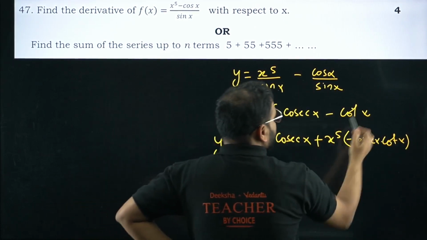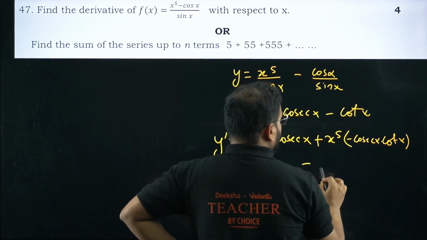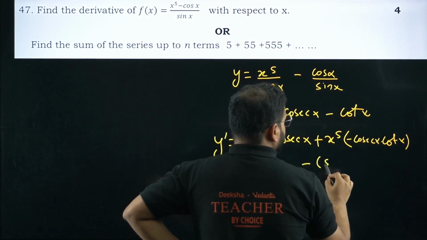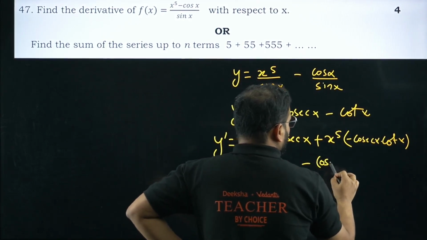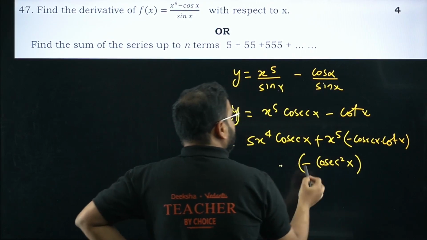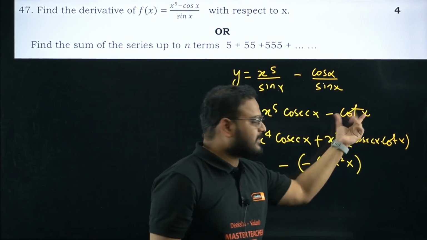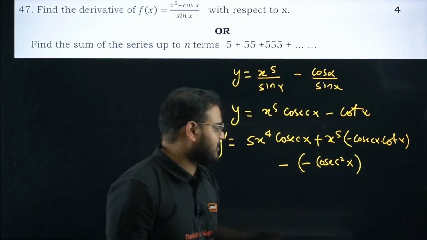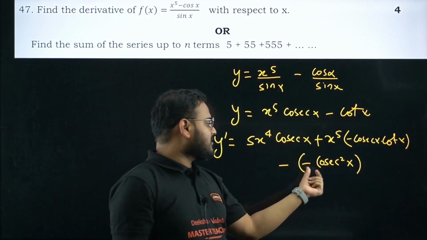What about this? This will become minus the differentiation of this part. So minus cosec² x. There is a minus sign outside as well, so minus of minus. For cot x, the differentiation is minus cosec² x. You will already have a minus sign over here. This is part of the differentiation.